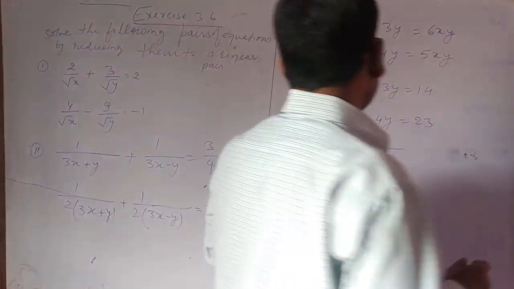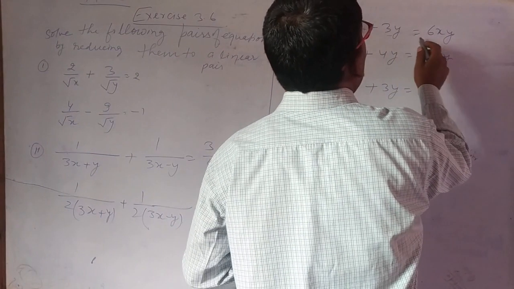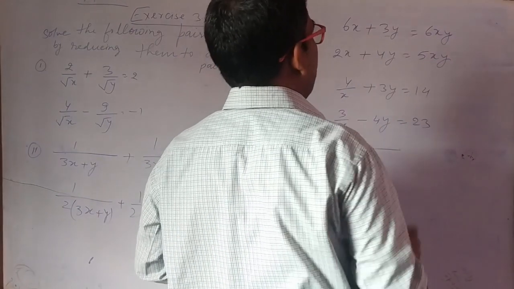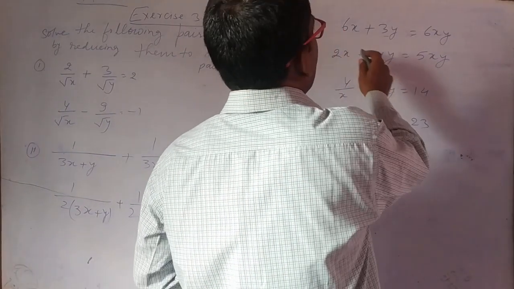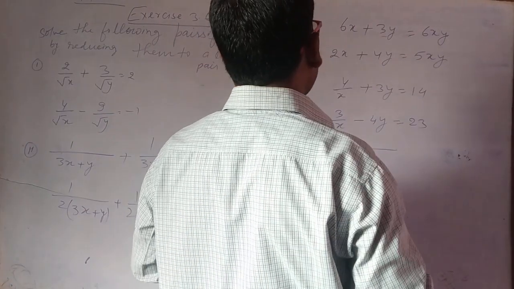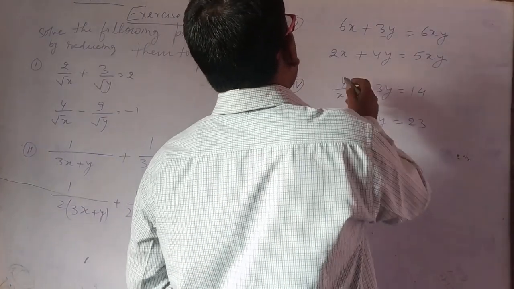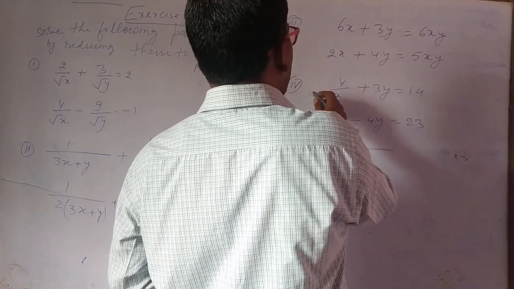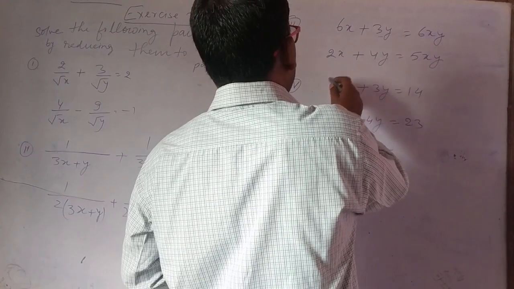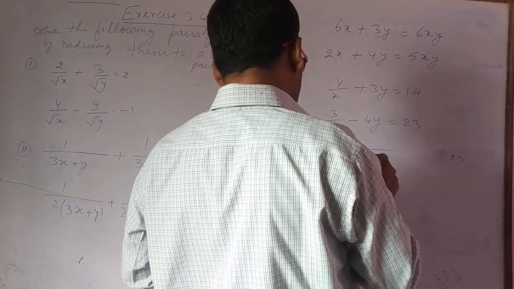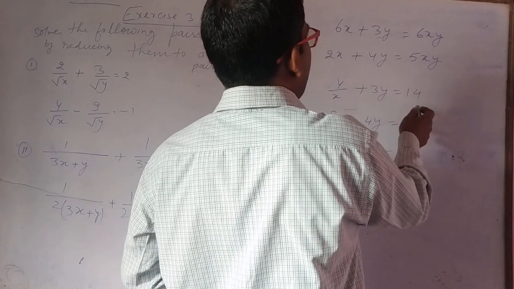In this question, 6x plus 3y equal to 6xy and 2x plus 4y equal to 5xy. First of all, we divide all terms by xy. Then it changes into reducible form, and then we make other variables to form a linear pair. And in this last question, only one term has 1 by x. Therefore, we consider 1 by x as another variable, and then it forms a linear pair and we solve it.